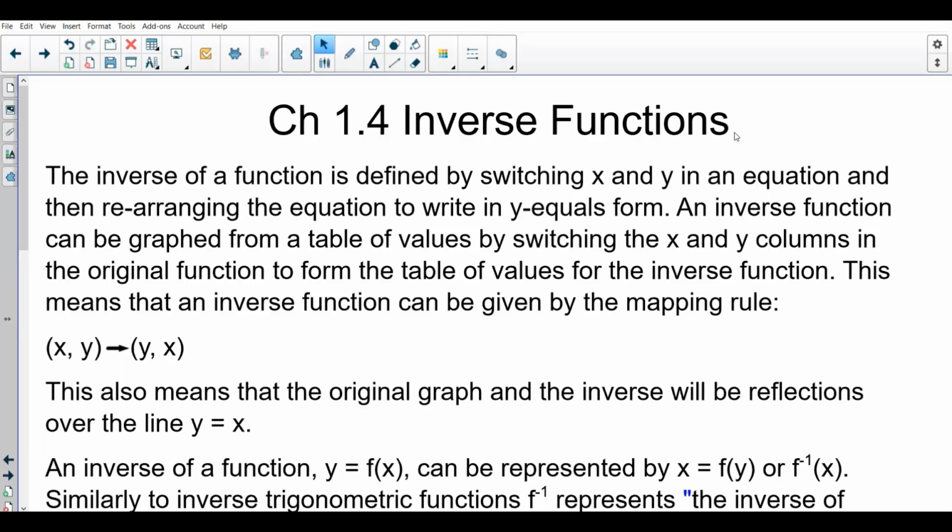Welcome to our lesson on Chapter 1.4, Inverse Functions. Now, this section is incredibly important as we move forward because although we can do transformations of any type of function, transformations, as I said in the past, aren't always the most important thing in the world. When they're useful, they're great, but a lot of the time we don't care that much about it.